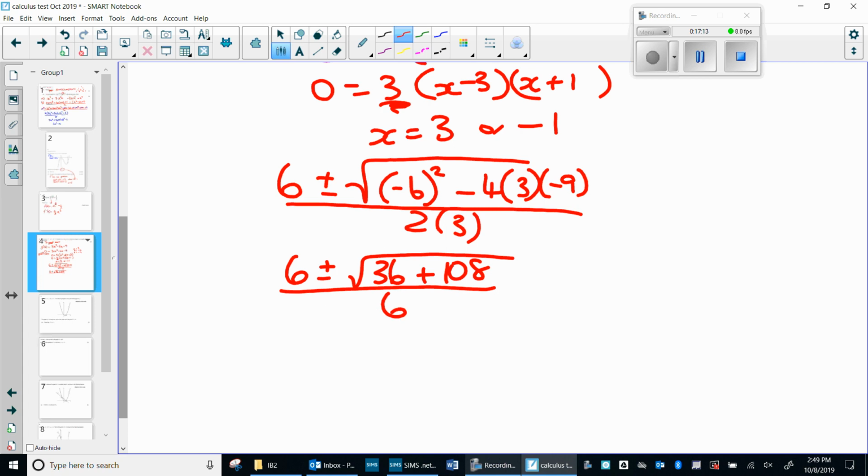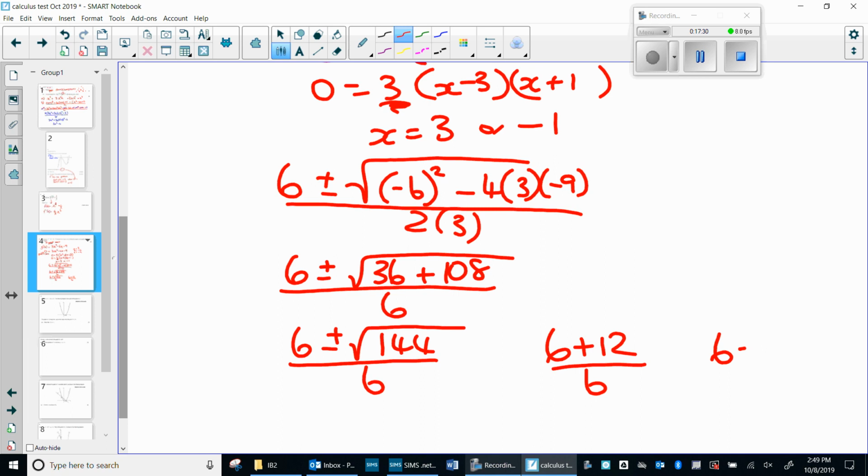Good. Okay. So you've got 6 plus or minus, what's 36 plus 108? I'll give you a clue. 144. And what's the square root of 144? 12. So you've got 6 plus 12 over 6, or 6 minus 12 over 6. And 6 plus 12 is 18 over 6 is 3. 6 take away 12 is negative 6 over 6 is negative 1.